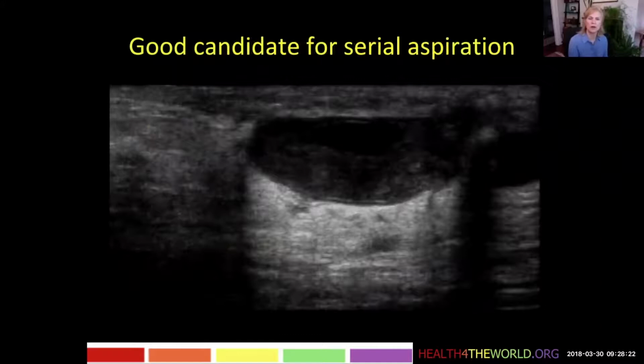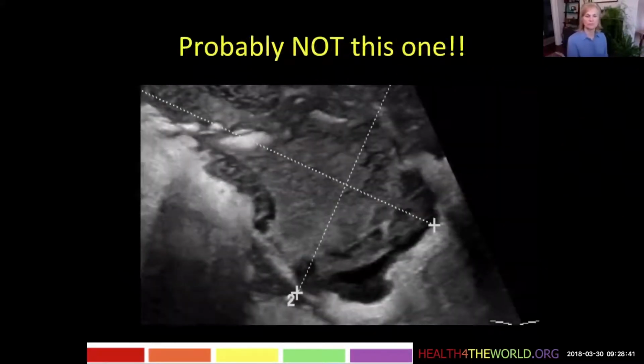So this is an example of an abscess that would be a good candidate for serial aspiration. It's a single cavity, it's well loculated, it's not complex inside in terms of having multiple chambers. So this is one that we would try to treat with serial aspiration. On the other hand, this is probably not a good one for serial aspiration. You can see that it's very big, it's very complex, the material inside looks very thick and heterogeneous, it's multiloculated. This one is probably going to need I&D, maybe catheter drainage attempt, but likely I&D.